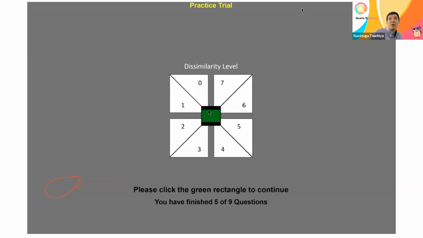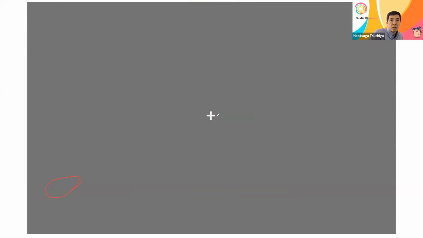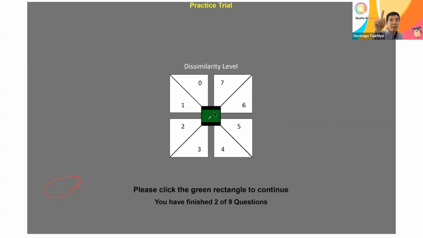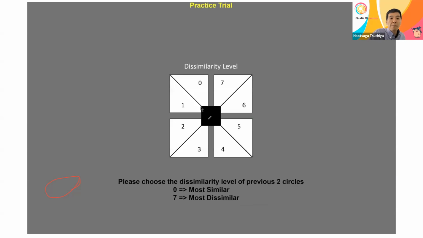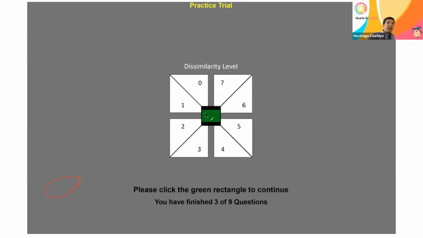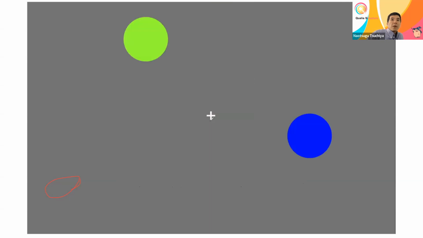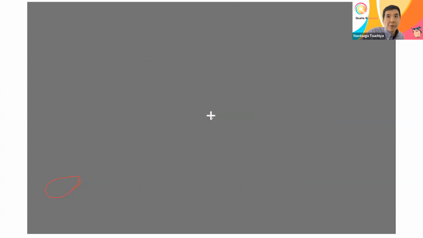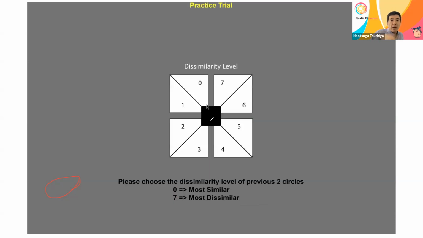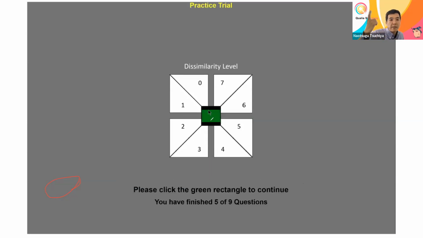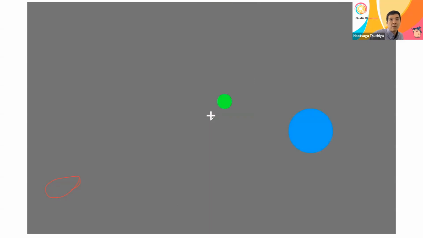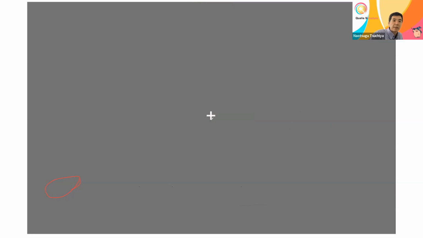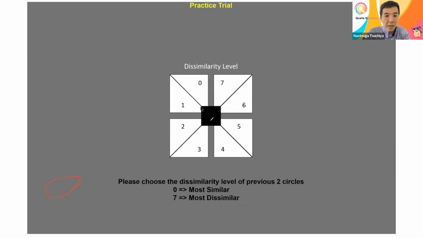So what do you do? Look at the center, compare the two colors, and then report a dissimilarity. Let's say this is a pink and the red. I would say it's 1 or 2. And then this is a green and blue. It's not similar, so I would say 5 or 6. And this is green and green, so maybe I say 0. It looked almost identical. And this is green and pale blue, so maybe 4 or something like that. Okay, did you get this task?